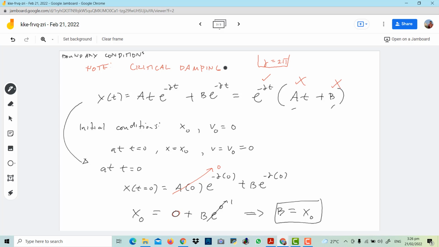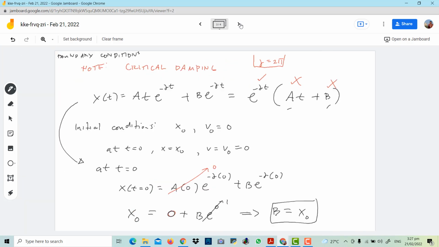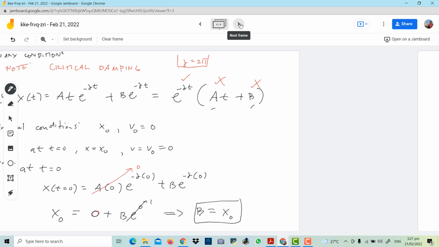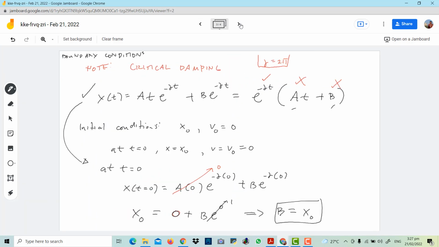Now, how do I solve for a? I cannot solve for a if I use this condition x equals x naught at time equals 0. So here we use the velocity. At time equals 0, your initial velocity is equal to 0. What do you mean by initial velocity? If you derive the x, if I derive that one, I will get x dot as a function of time.